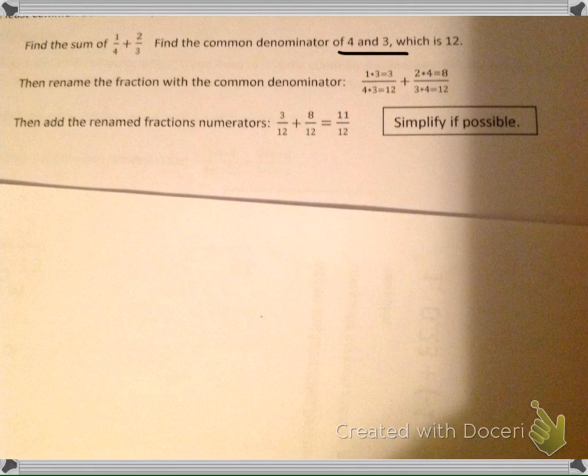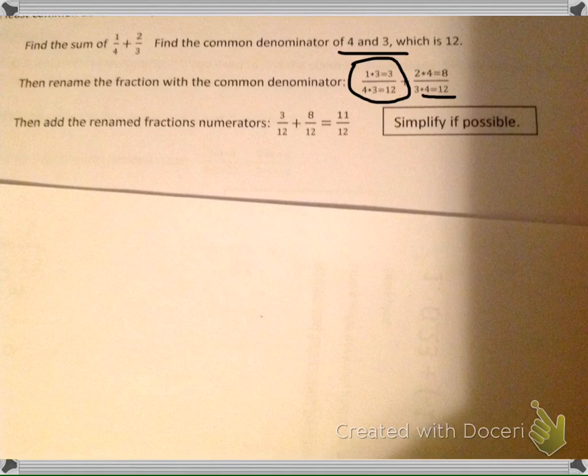So you're going to rename the fractions with the common denominator. You're renaming 1/4 with 12 as the denominator. What you could do, and I showed you this here, 4 times 3 is 12, so 1 times 3 is 3. So I just changed 1/4 to 3/12. And then I'm going to change 2/3 with a denominator of 12. So 3 times 4 is 12, so 2 times 4 is 8. So now my fractions are 3/12 plus 8/12.